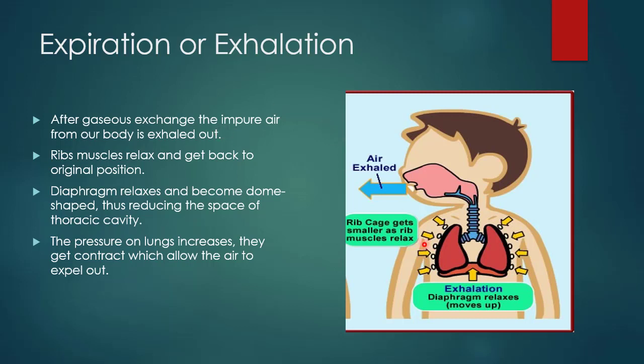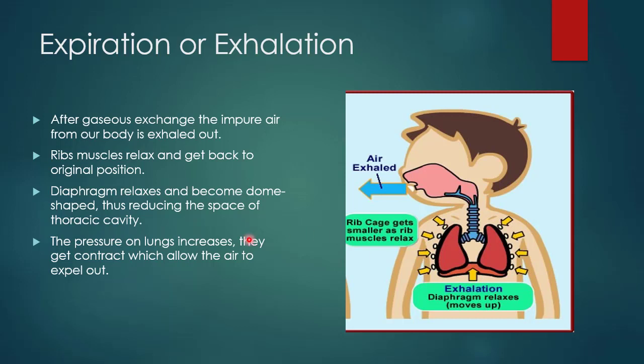Now again, two movements are involved in this process: the relaxation of rib muscles and relaxation of diaphragm. So as the rib muscles relax, the rib cage will get back to its original position, as you can see in this diagram. जब rib muscles relax करेंगे, rib cage वापस अपनी original position में set हो जाएगा.